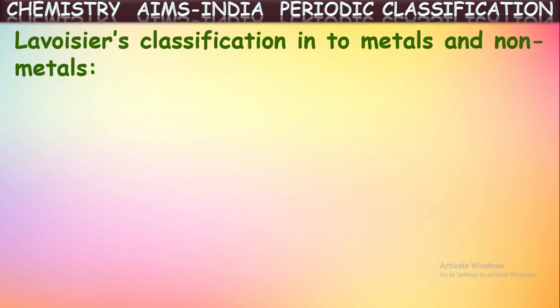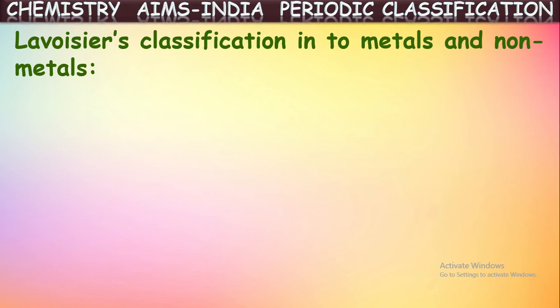Okay. First among those is Lavoisier's classification into metals and non-metals. Of course, before that, we might have heard of the classification of all chemical substances into the Panchabhutas. It was considered that all the substances in this matter are made up of these Panchabhutas. I think you know what the Panchabhutas are. In that way, they were classified.